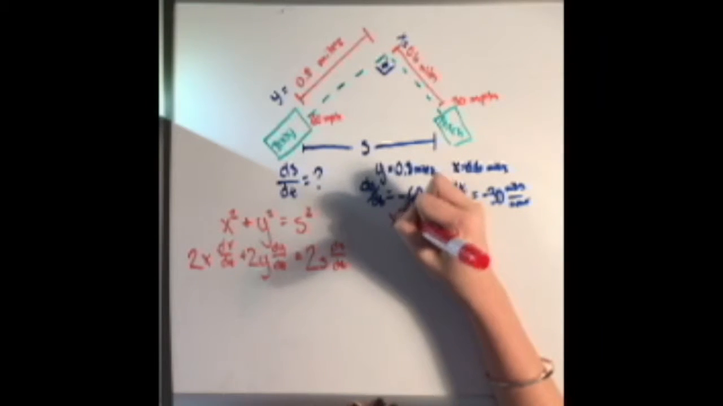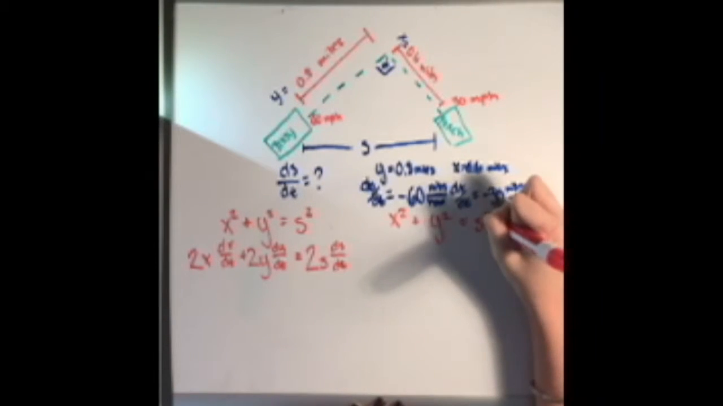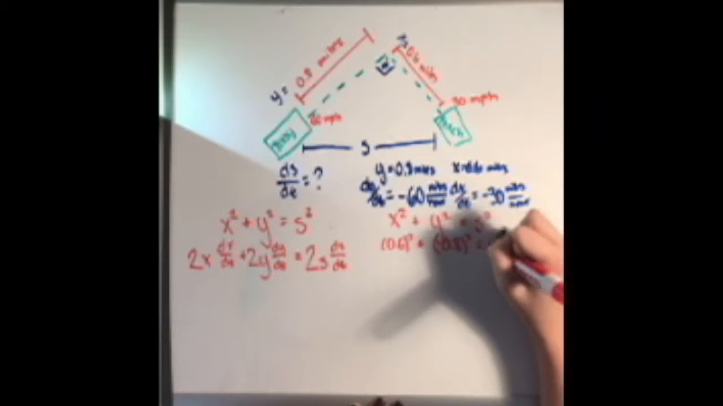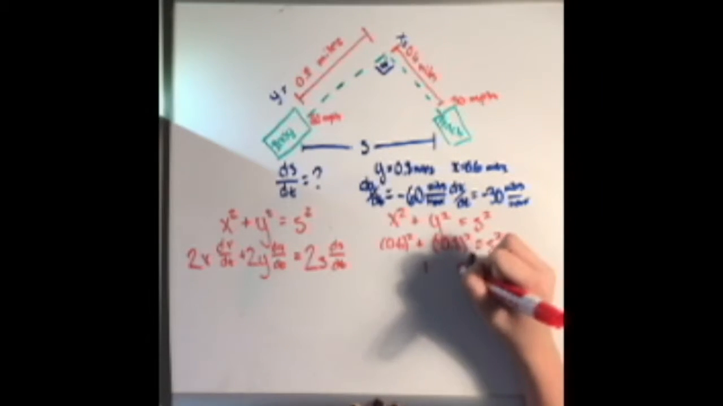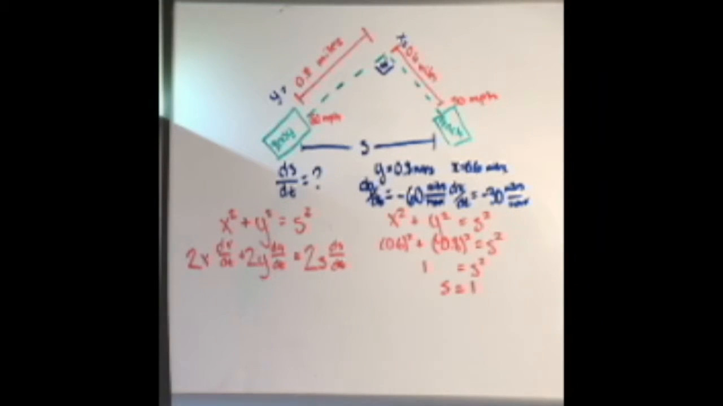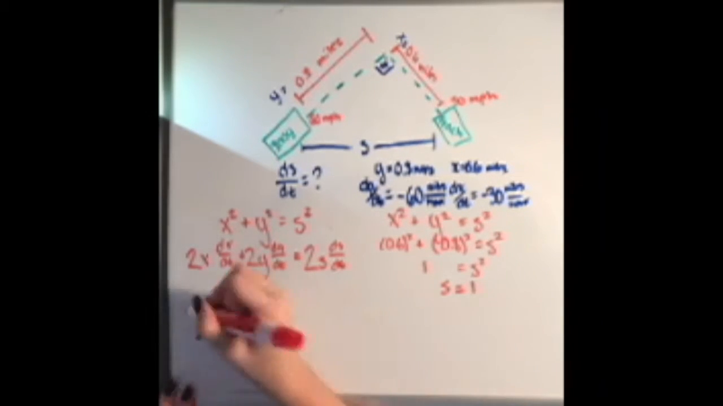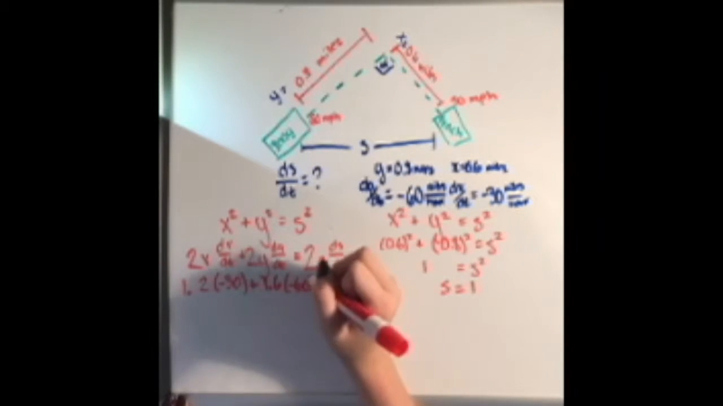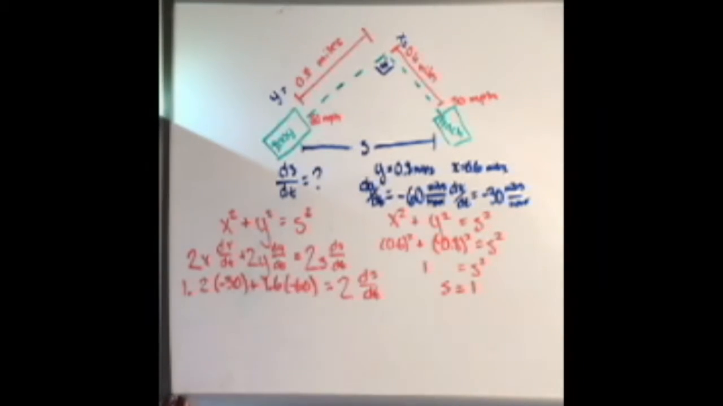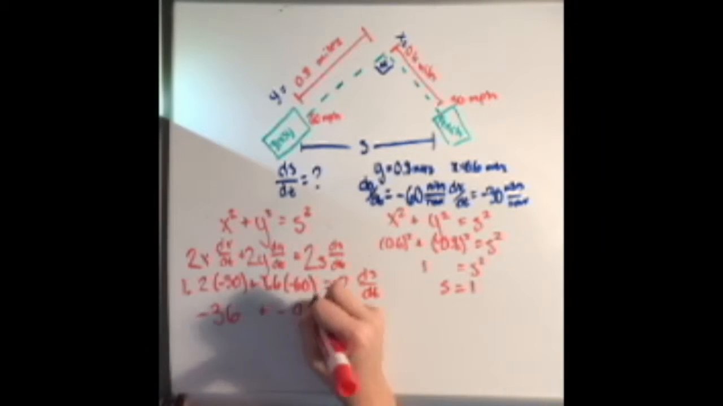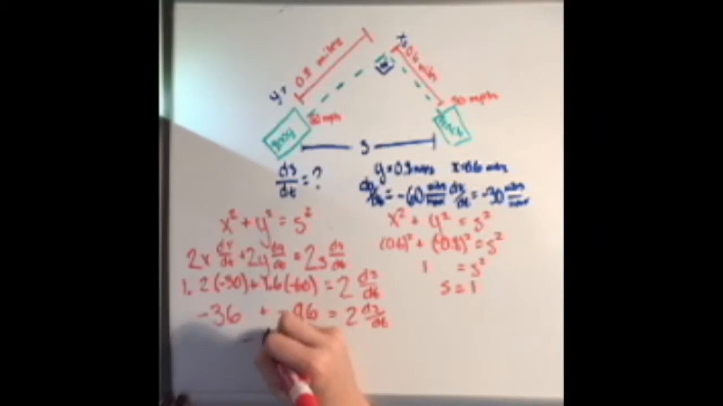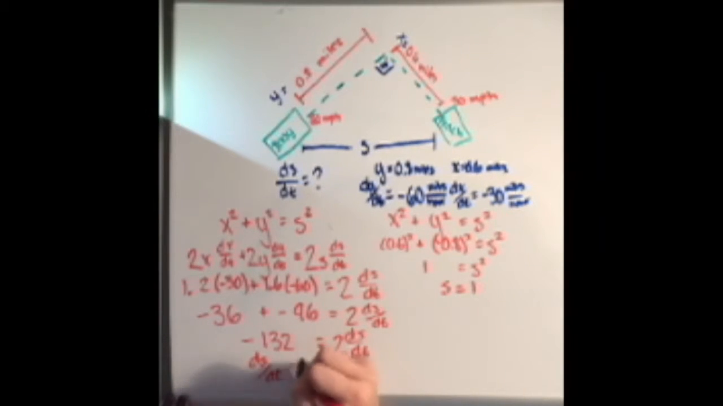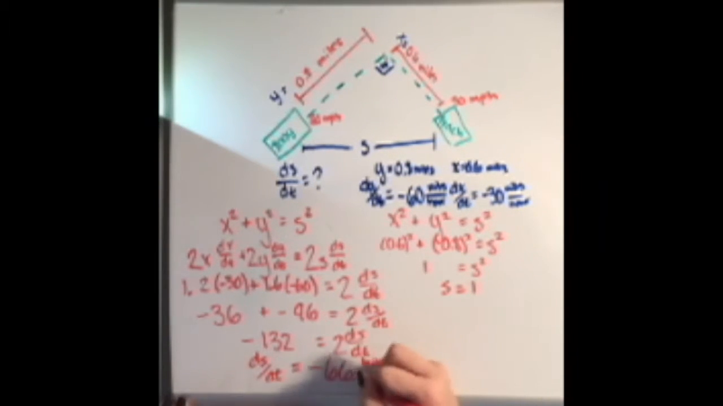Now let's use the Pythagorean theorem to solve for s. x squared plus y squared equals s squared, so 0.6 squared plus 0.8 squared equals s squared. This gives us s squared equals 1, so s equals 1. Now let's plug in what we know and try to solve for ds/dt. Once we plug everything in, we can see that negative 132 equals 2 times ds/dt. Therefore, ds/dt equals negative 66 miles an hour. This is the rate at which the distance is changing with respect to time.